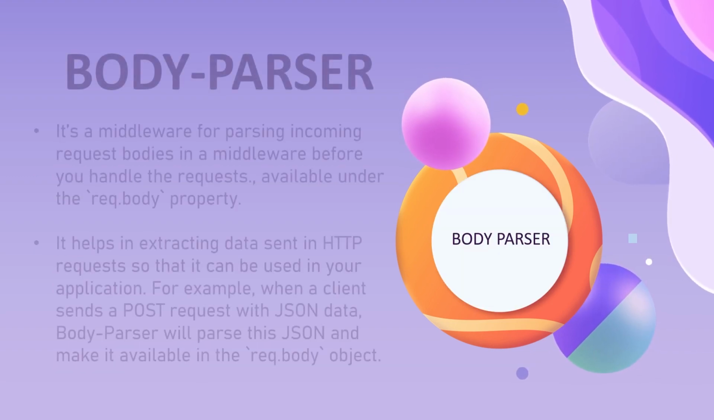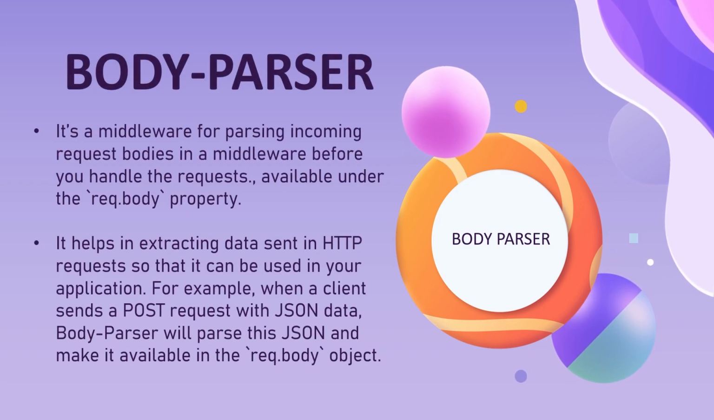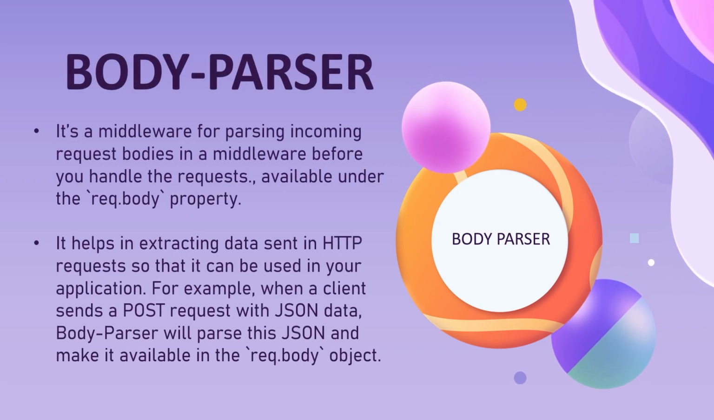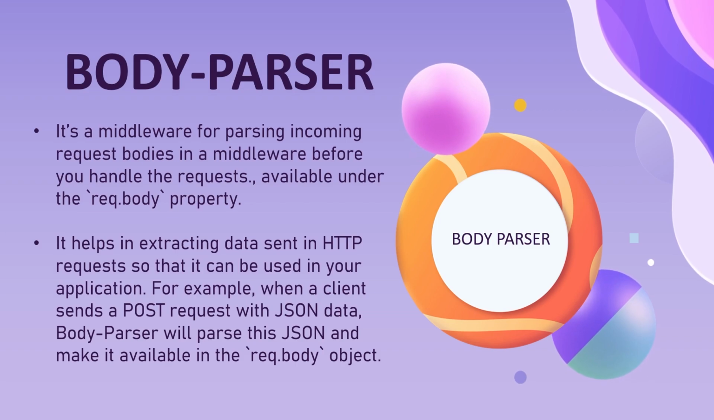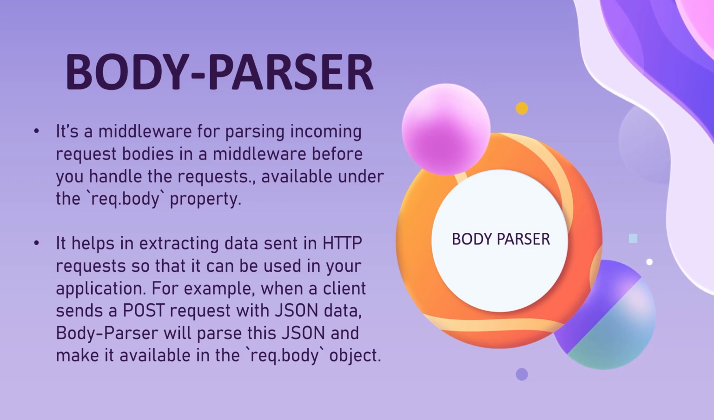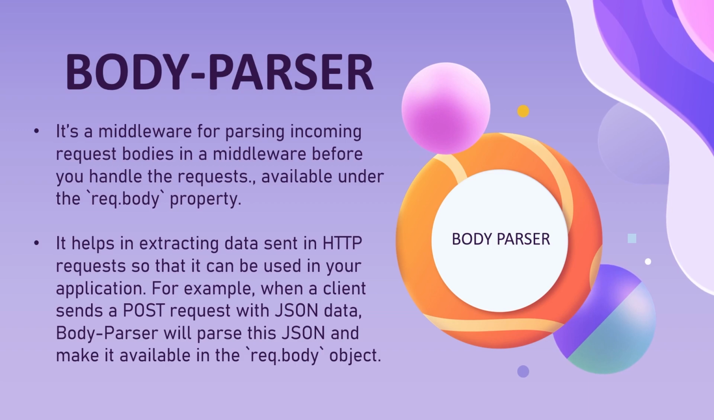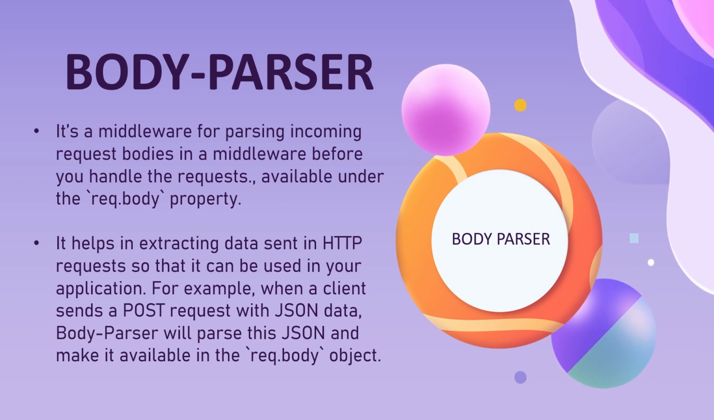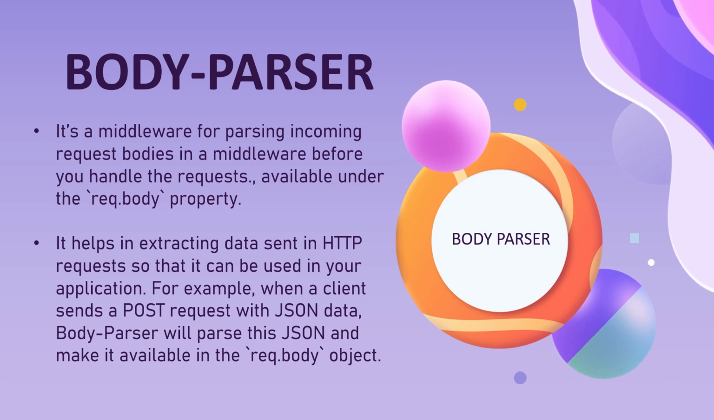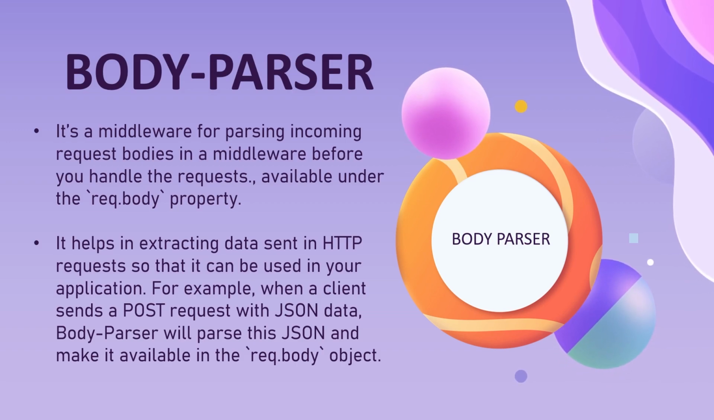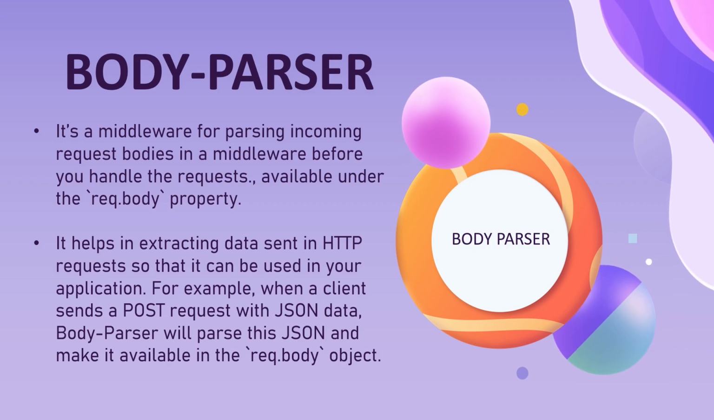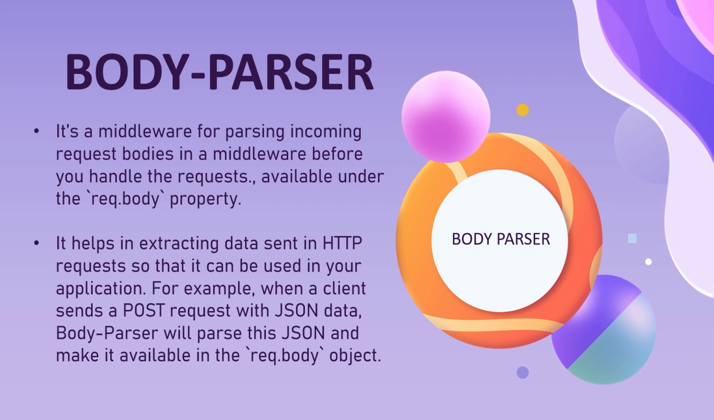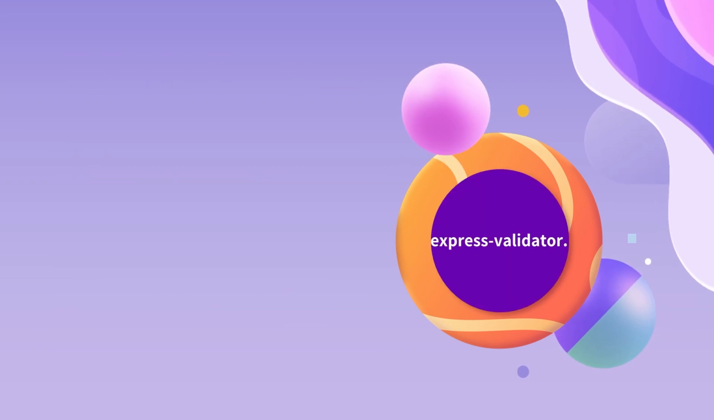Body parser. Body parser is a middleware for parsing incoming request bodies before your handlers, available under the request.body property. It helps in extracting data sent in HTTP requests so that it can be used in your application. For example, when a client sends a POST request with JSON data, body parser will parse this JSON and make it available in the request.body object.